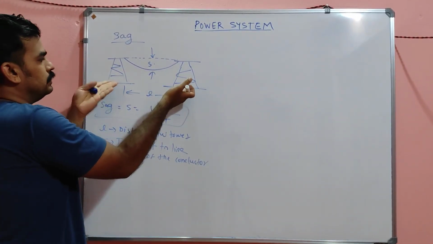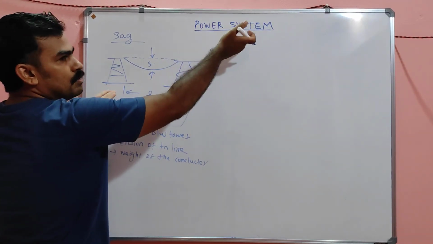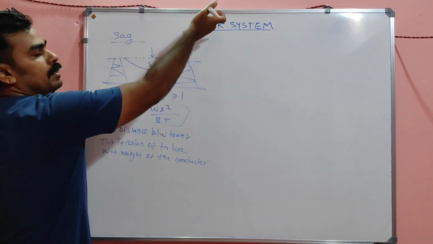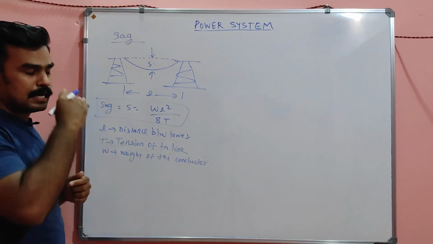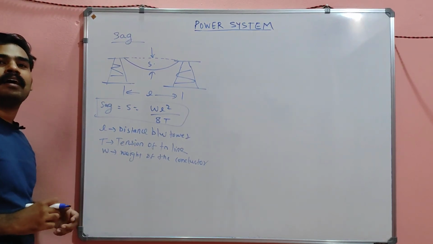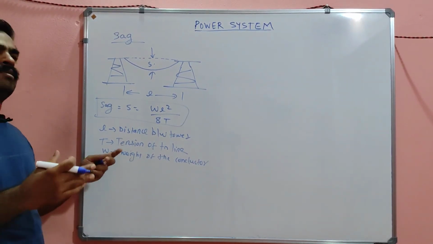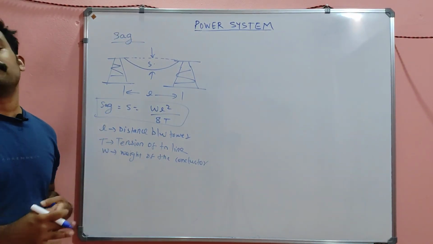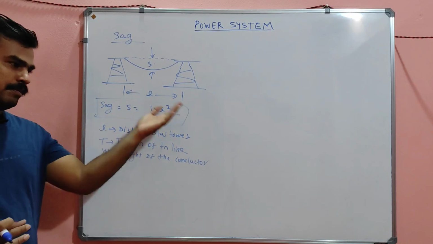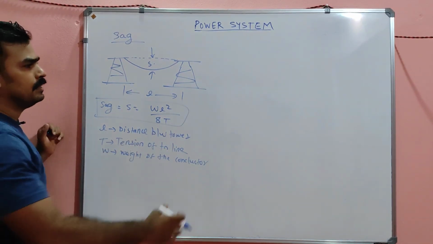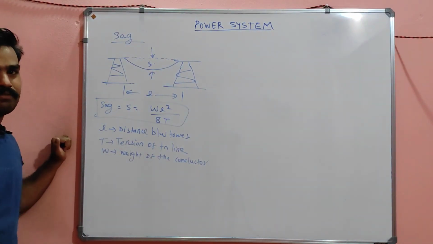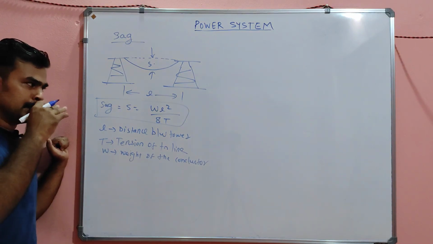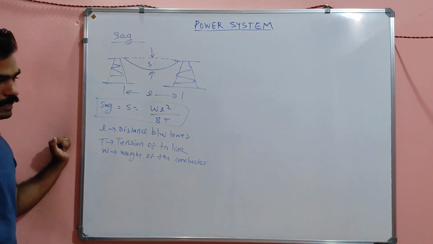Suppose one pole is here and another pole is above some mountain, so there will be irregularity in the surface. There is another equation for sag actually, but that calculation is very lengthy, so it is not expected in competitive examinations, especially the AEE examination. So simply remember WL² by 8T, that's all.